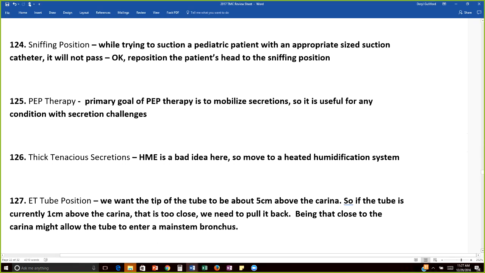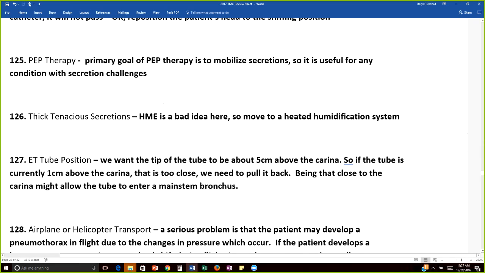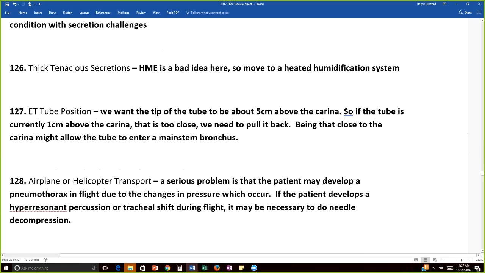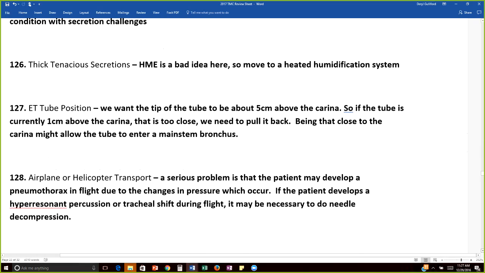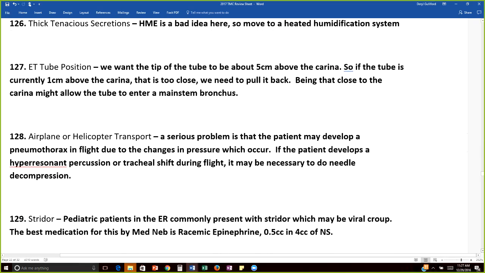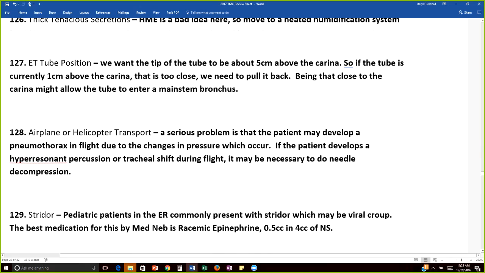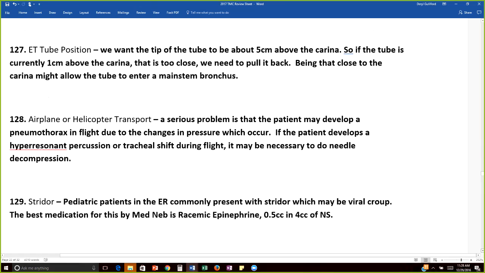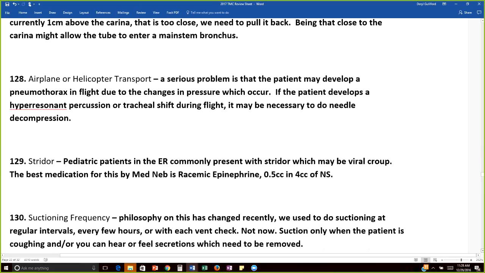Here's ET tube position. Let's say you've got an ET tube that's 1 centimeter above the carina. That's too close. You need to pull it back. Okay. We don't want it right on the carina or within a centimeter of the carina. Airplane and helicopter transport. One of the risks that we have in flight is pneumothorax. The patient may not have a pneumothorax on the ground, but when we take them up at altitude, the pressures change and they do get a pneumothorax. So then we would have to do needle decompression.